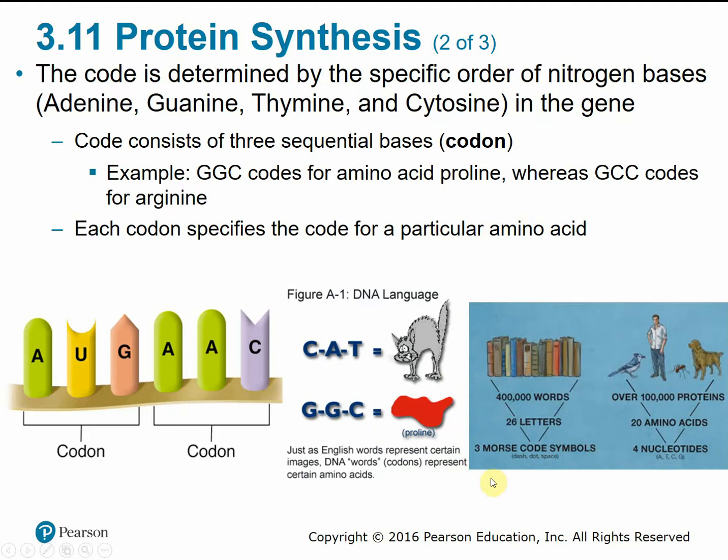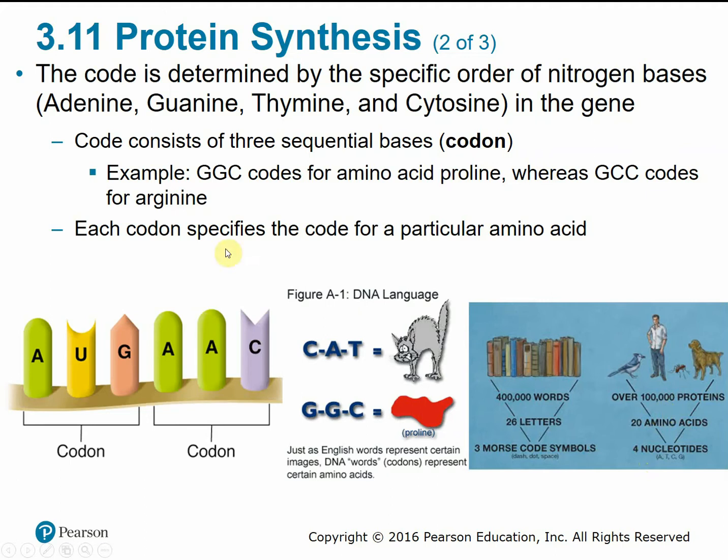But you can think of it kind of like in terms of a language. So the language of DNA. So similar to our own language, our alphabet has 26 letters. So we can arrange these letters in different orders, right, to make different words. So it's the sequence or the order of the letters. So with DNA, we have 4 letters in our alphabet, those 4 nucleotides, A, T, C, and G. But with these 4 nucleotides, we can make 20 amino acids. And with these 20 amino acids, we can make over 100,000 proteins.